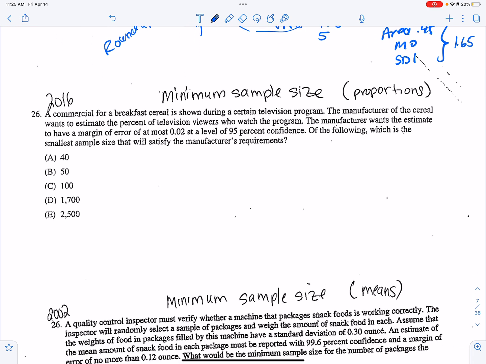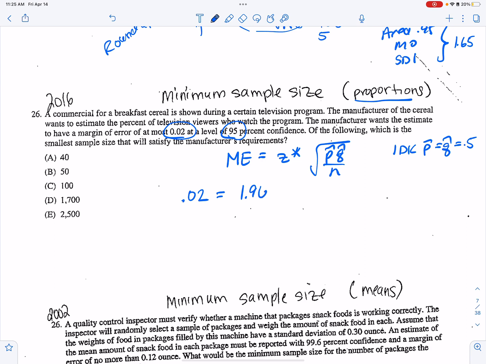Same thing for this one, except this now is for proportion. So the margin of error for this one is going to be z star times the square root of p hat q hat over n. And remember, if I don't know p hat q hat, it's going to be 0.5. So let's see. This is 0.02. And it says 95%. 95% is 1.96. I have that memorized. But if you don't, inverse norm, area 0.975, because it's 95% plus the tail, because this is the center 95%. Mean is 0, standard deviation is 1.